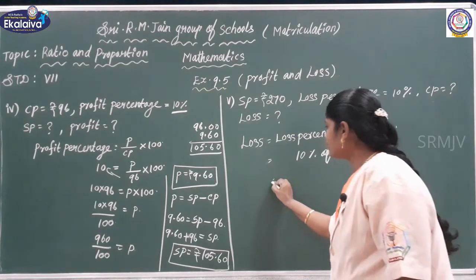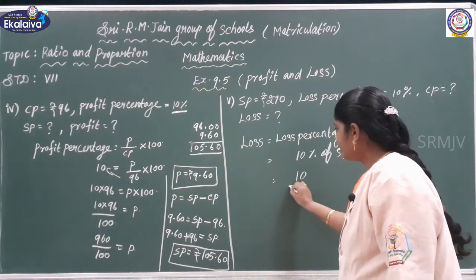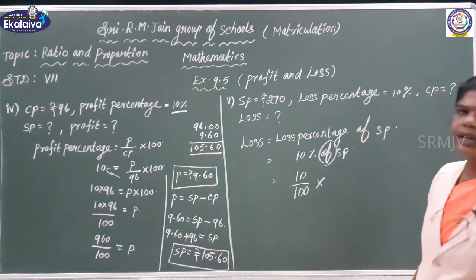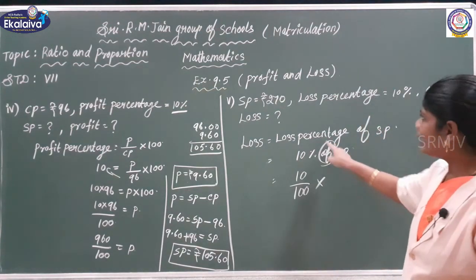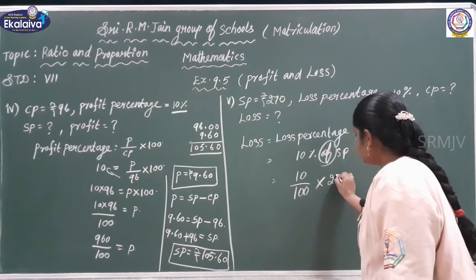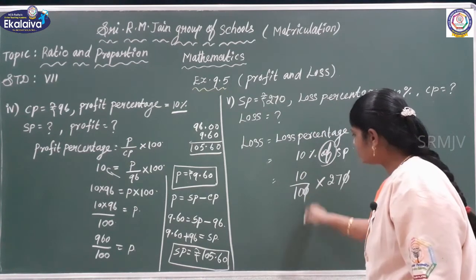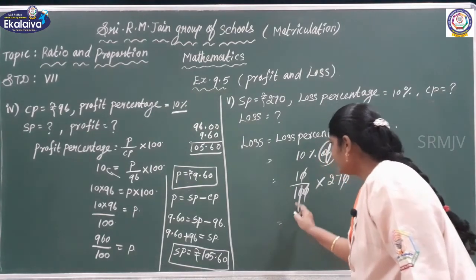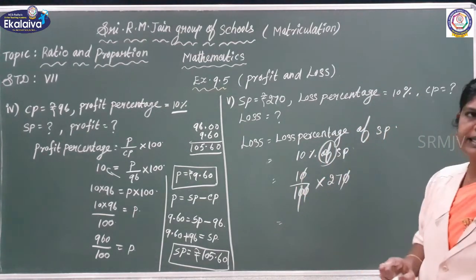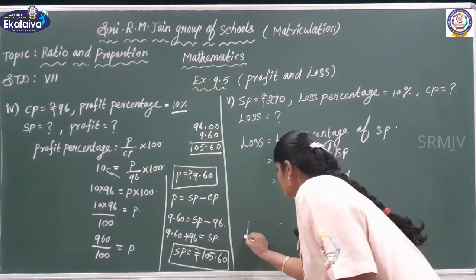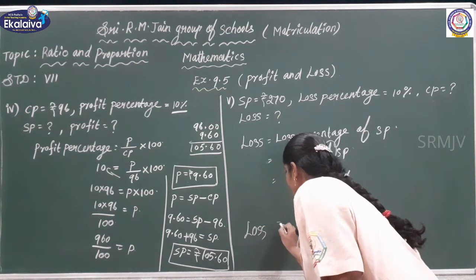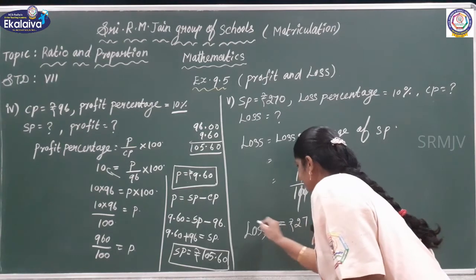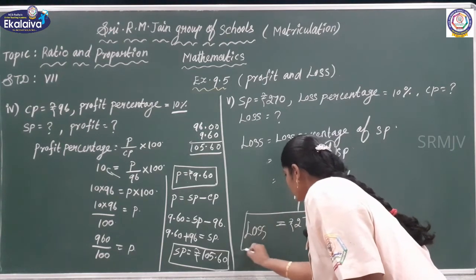Okay. Here loss percentage is 10%. How can you write? 10 by 100. Of you replace into selling price 270. 1 0 cancel and this 0 and this one cancel. So what is remaining? Here 1 is there. 1 into 27, 27 rupees. So loss equal to rupees 27.